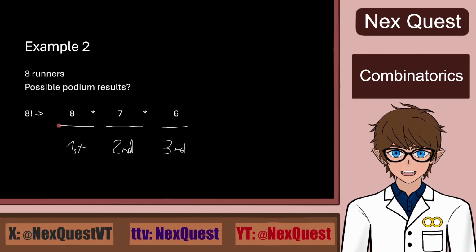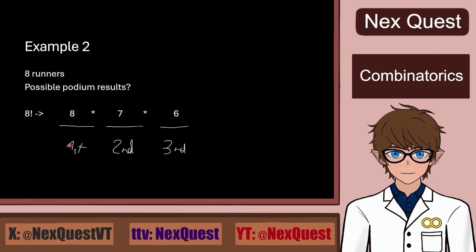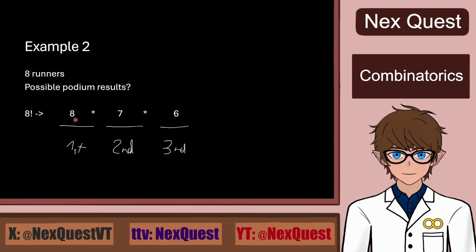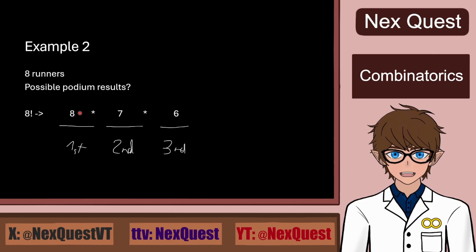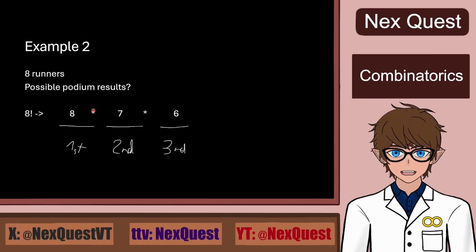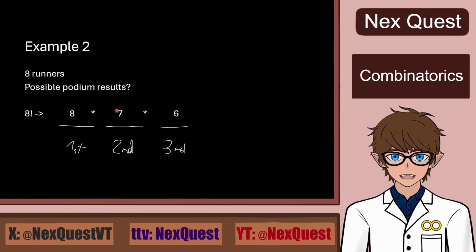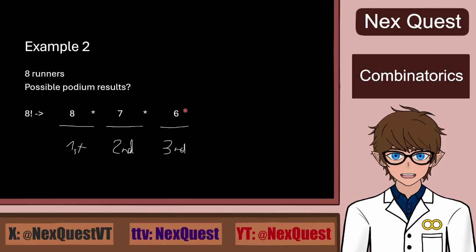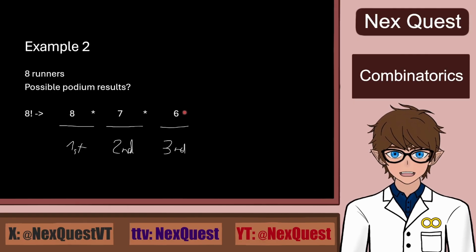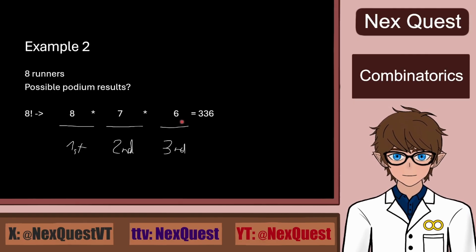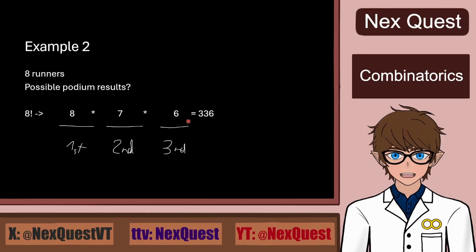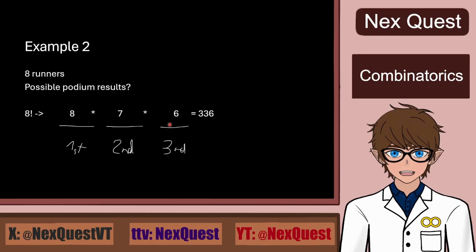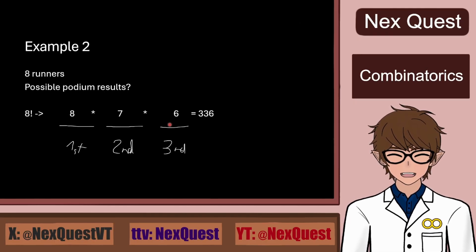But yeah, we draw the lines for each podium place. In first place, there can be either of the 8 runners, so we have 8. In the second place, it can be either of the 7 remaining runners, and in the third place, either of the 6 remaining runners. And when we multiply that together, we have 336 possible permutations or podium options, and that's just for 8 runners. Fascinating, isn't it?